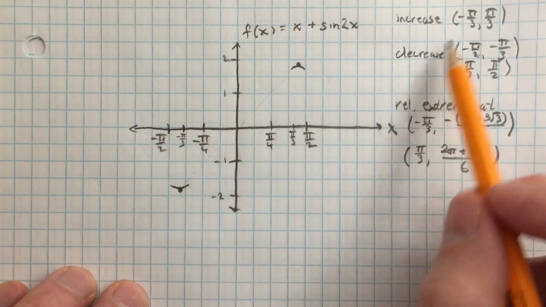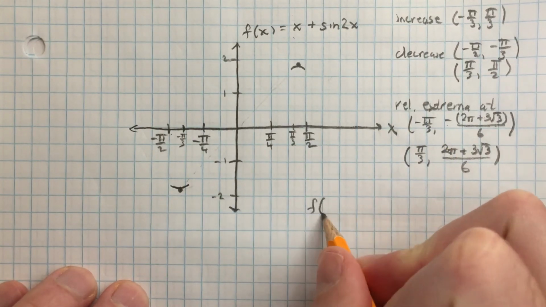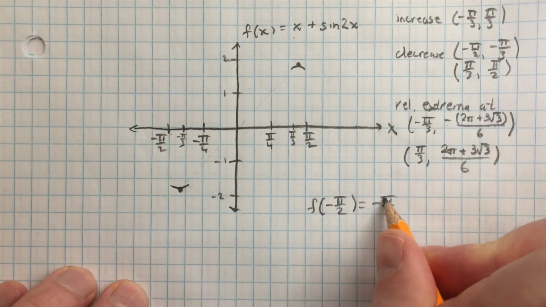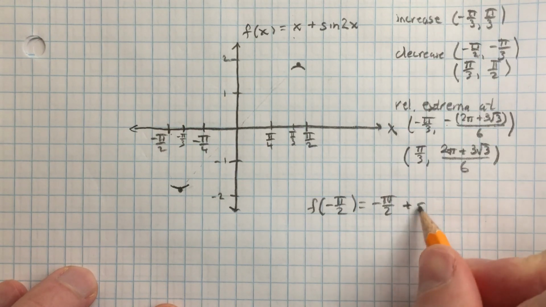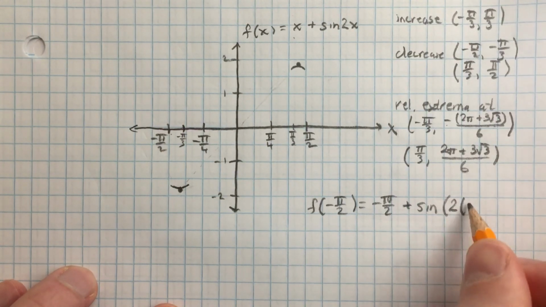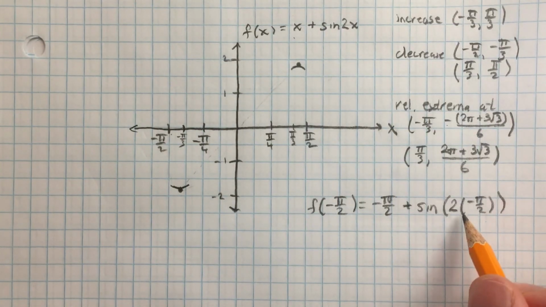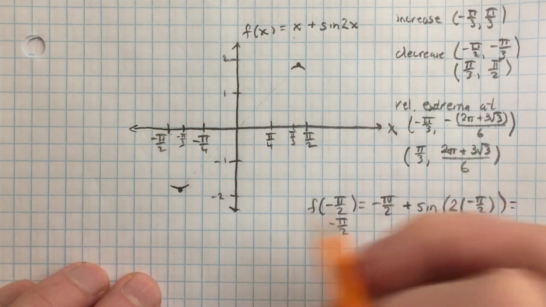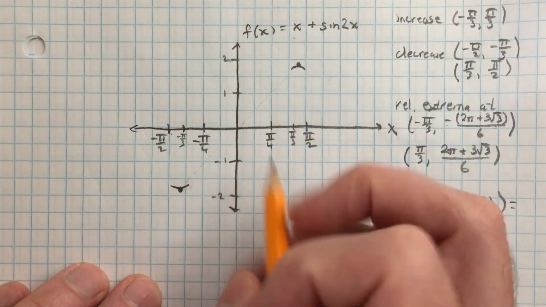So negative pi on 2, right, into the original function, f of negative pi on 2 would be negative pi on 2 plus what? Sine of 2 times negative pi on 2. But that's sine of negative pi. Sine of negative pi is 0. So this just reads negative pi on 2. Okay. So corresponding to the negative pi on 2 x value should be a negative pi on 2 y value.